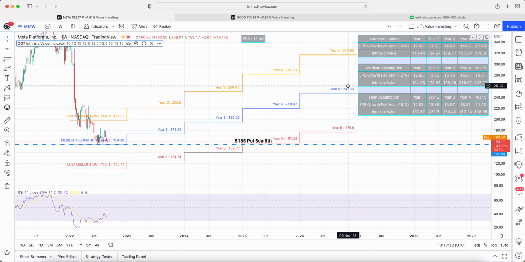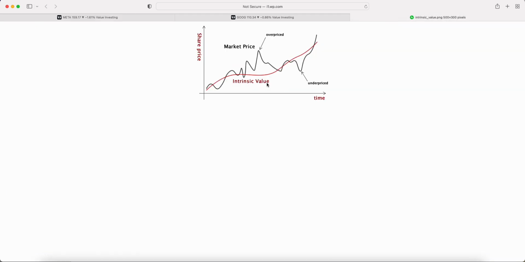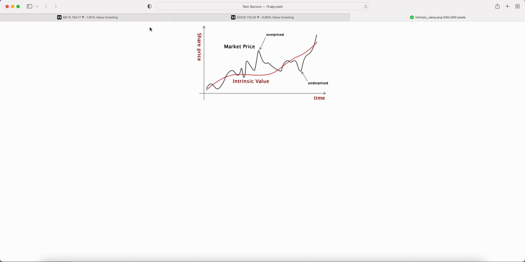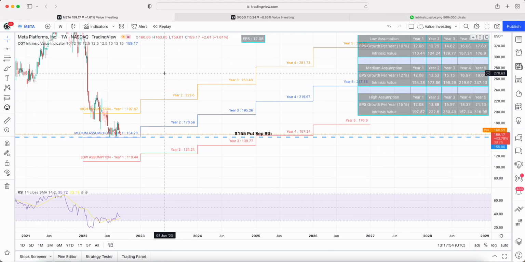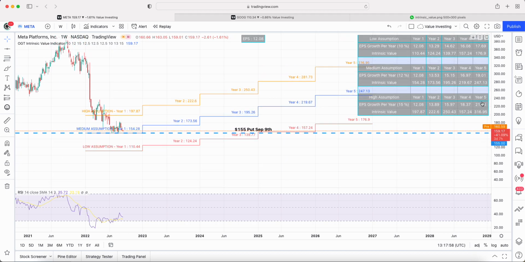Now, what you can see here for Meta is we are currently trading around the medium assumption over here, which is the medium growth assumption of 12% year over year. So this blue line, for example, is technically our red line, or depending on what your assumption is, the yellow, blue, and red is this red line. Now, I think Meta is significantly undervalued, as you can see from here, that it's blown through the high assumption.